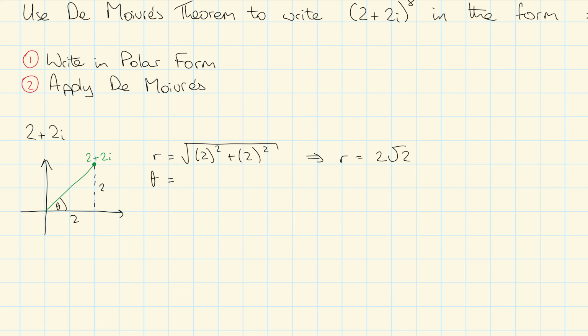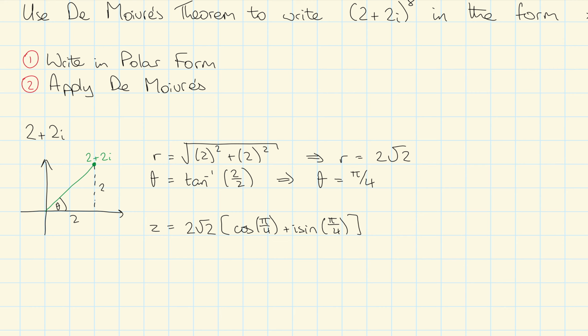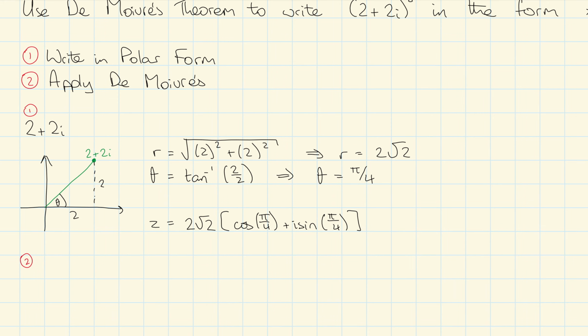and then we have theta is equal to tan inverse of 2 over 2. Make sure your calculator is in radians, and we get pi over 4. So we can rewrite our complex number in polar form. Okay, that's step 1 done. And now step 2. We need to apply de Moivre's theorem.